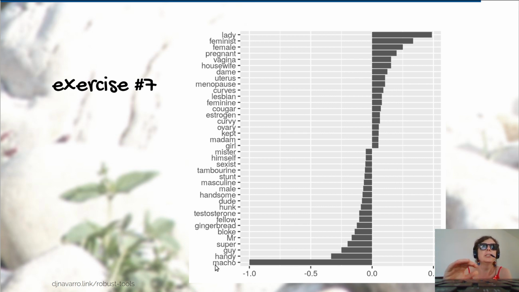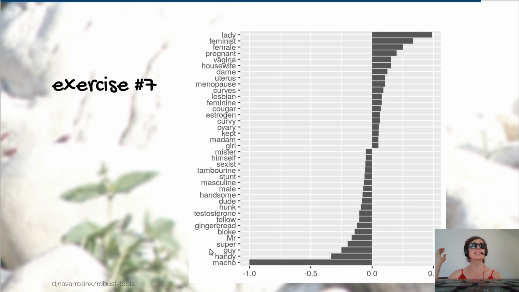And what you can see is that, honestly, this is pretty bad, actually. So let's have a look at the backwards associates, so words that produce man as the output. Macho, handy, super, Mr., bloke, gingerbread, fellow, hunk, dude. These are positive words. They are mostly good things.